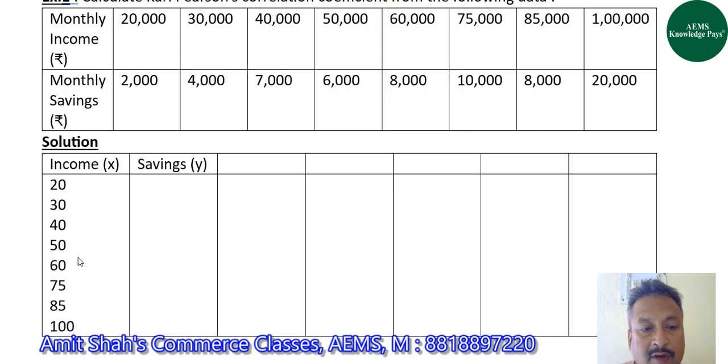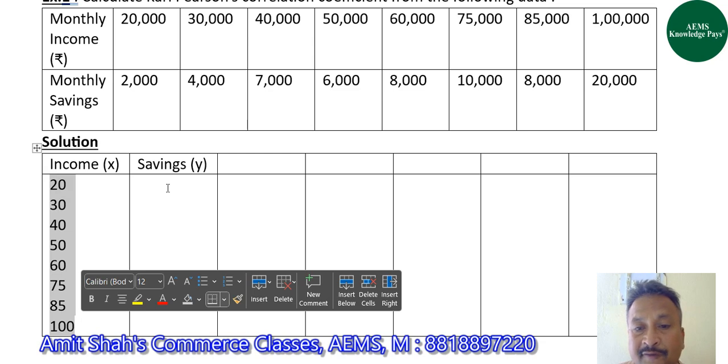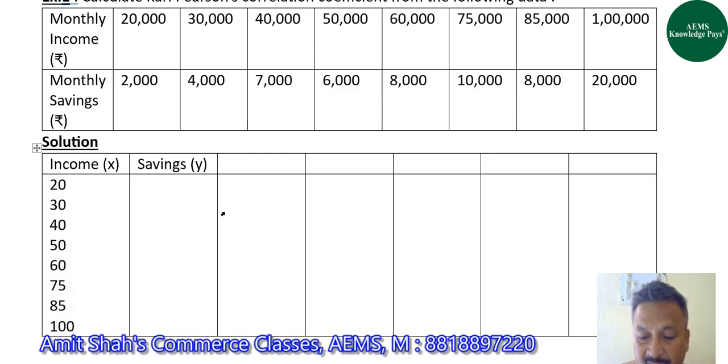So whether we take the absolute data or the data like this, the value of R would be the same. Here also: 2, 4, 7, 6, 8, 10, 8, and 20.